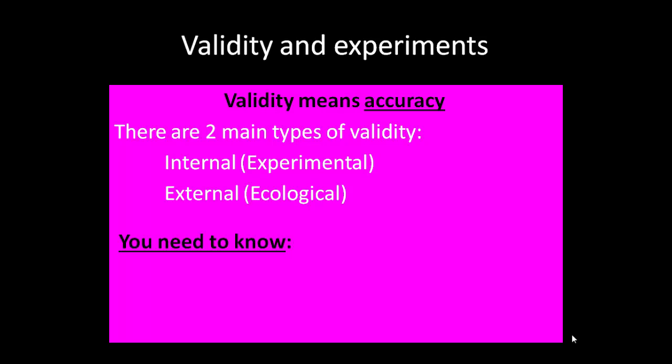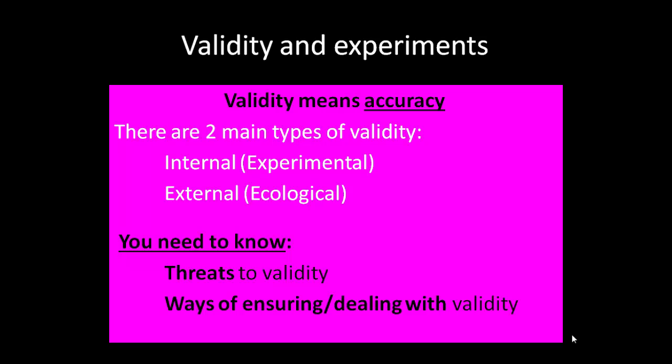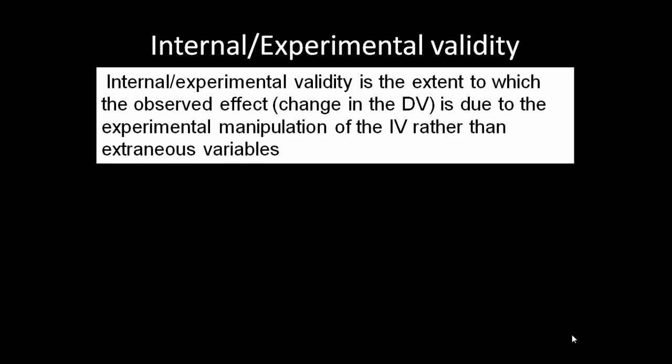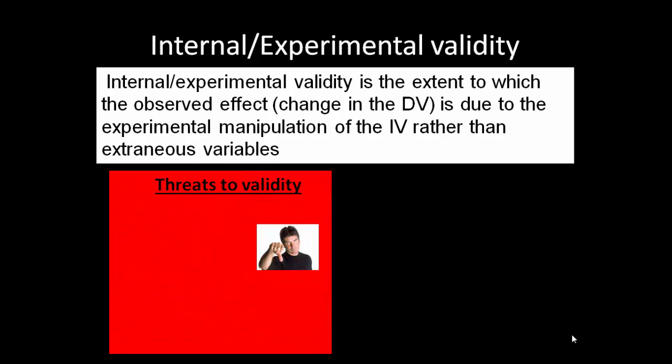But at the moment, you just need to know threats to validity and ways of ensuring or dealing with validity. So focus on this on the next couple of slides. Internal or experimental validity is the extent to which the observed effect, the change in the DV, is due to the experimental manipulation of the IV rather than extraneous variables.